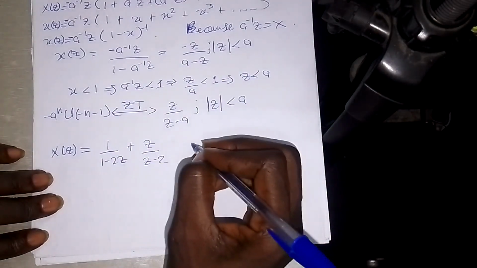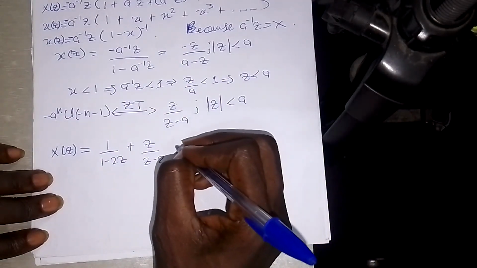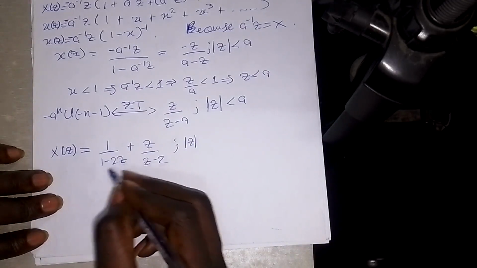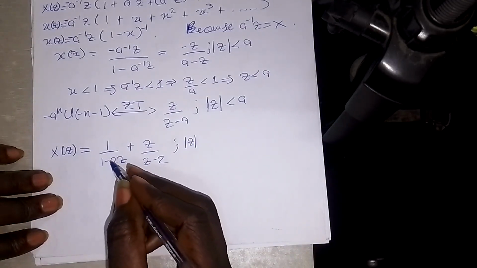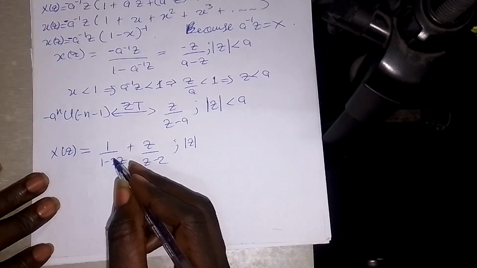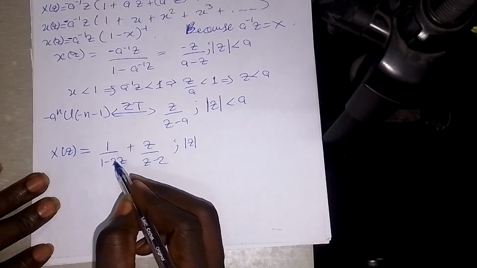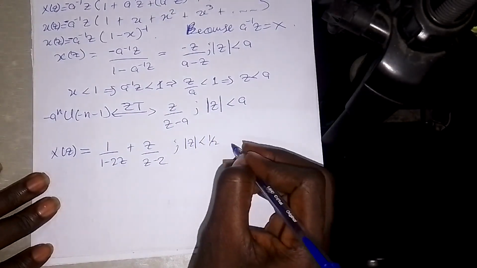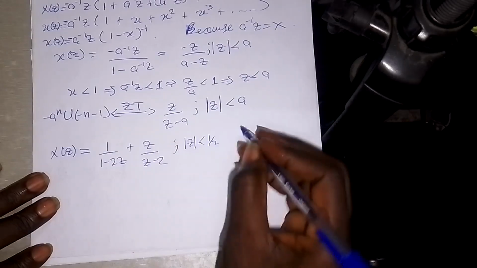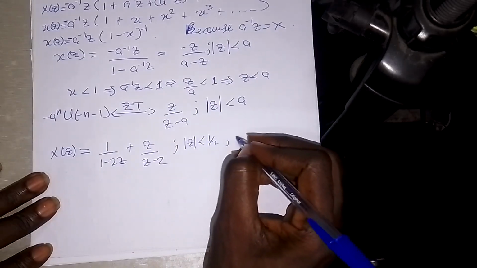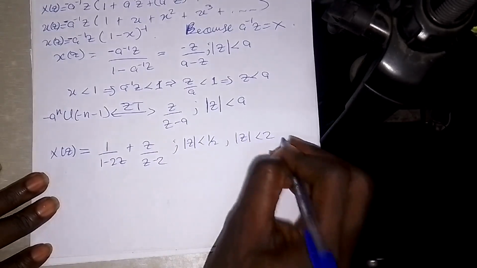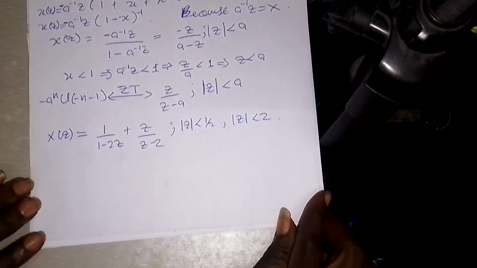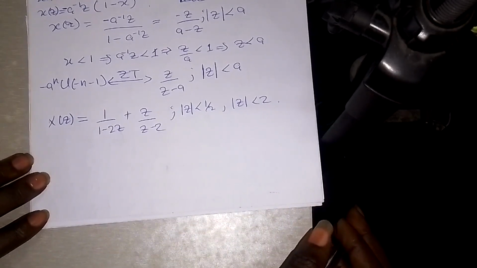And then our ROCs. Here we're going to have an ROC of mod Z less than half. And here we're going to have an ROC of mod Z less than 2. So now, if we plot these two ROCs, what are we going to have?